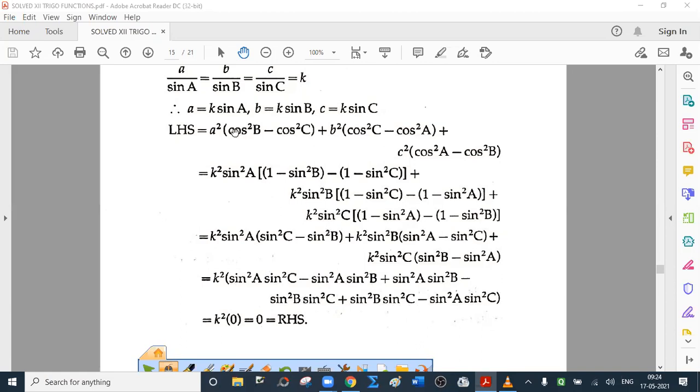I'll explain once again. See why sine rule is to be used, so that a square can be replaced by k square sine square A, b square by k square sine square B, c square by k square sine square C. Now you may think of using cosine rule. Don't use that, because cos B itself is (a square plus c square minus b square) upon 2ac and so on, and it is cos square B. So replace cos square by 1 minus sine square and just open the brackets by taking k square common to get the required answer.